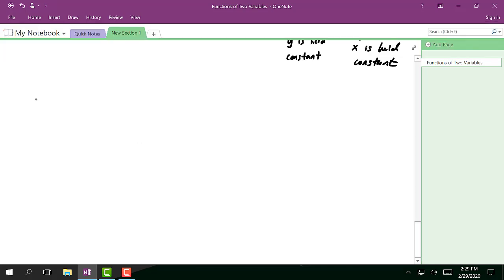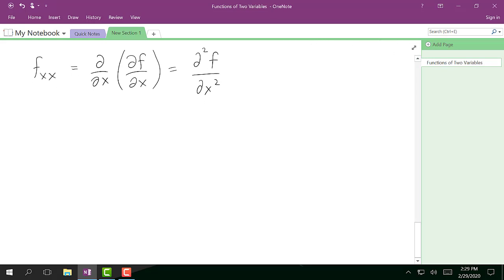What we can do is look at f sub x x, which means we take the partial derivative with respect to x of the partial derivative of f with respect to x. So this is called a higher order partial derivative. This would particularly be a second order. And we can write this as partial squared of f over partial x squared. Similarly, with the second derivative with respect to y, f sub y y, we get this.